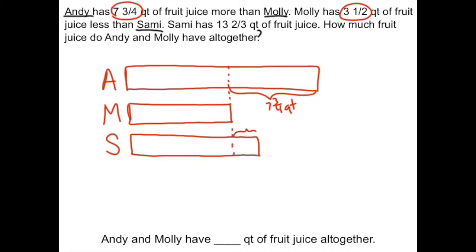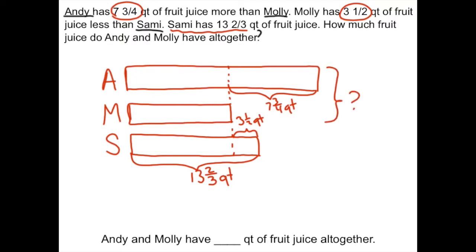And I can illustrate here in the extra part that Sammy has 3.5 quarts more. That's 3.5 quarts. I'm also told that Sammy has 13 2/3 quarts of fruit juice. So they tell us how much Sammy has, 13 2/3 quarts. We want to know how much do Andy and Molly have all together. So there's my question mark.